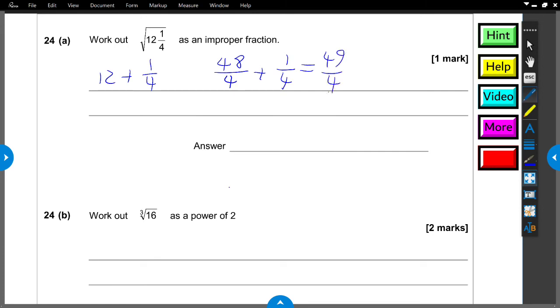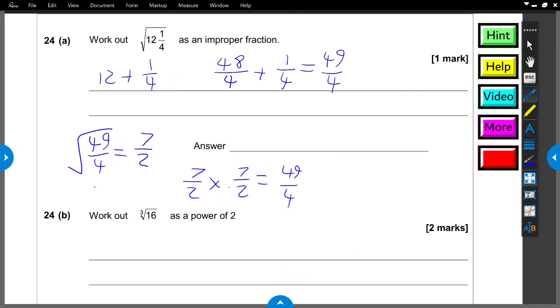Next thing we can do is taking the square root of this. So if we take the square root of 49 over 4, then we can actually split the square root. We can square root the 49, that gives us 7, and then we can square root the 4, that gives us 2. And we can see that this is true because if we take 7 over 2 and we square that, we times it by 7 over 2, then we get 49 over 4, which is what we just square rooted. So this must be true.